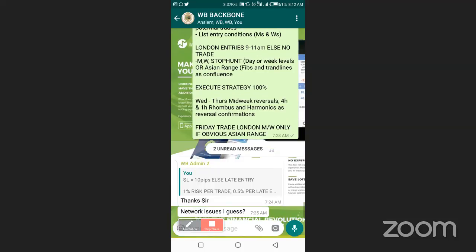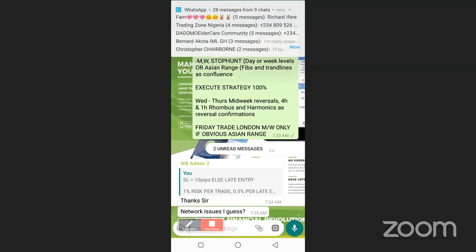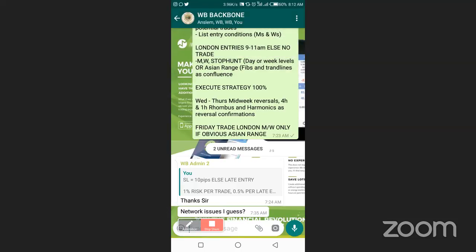Okay. So Friday trade, if at all we ever trade on a Friday, it has to be precision, precision, precision, precision. You have to see clear signs during London, very clear. MW, there has to be an obvious Asian range, meaning we've had a sharp reversal on a Wednesday or a Thursday. The market has trapped people in a small channel during Asia.